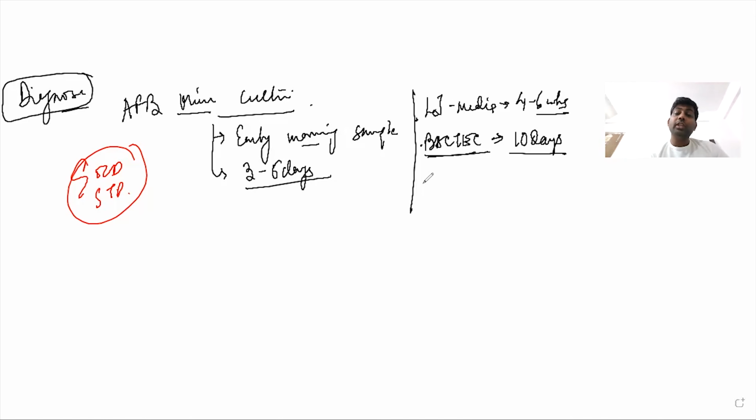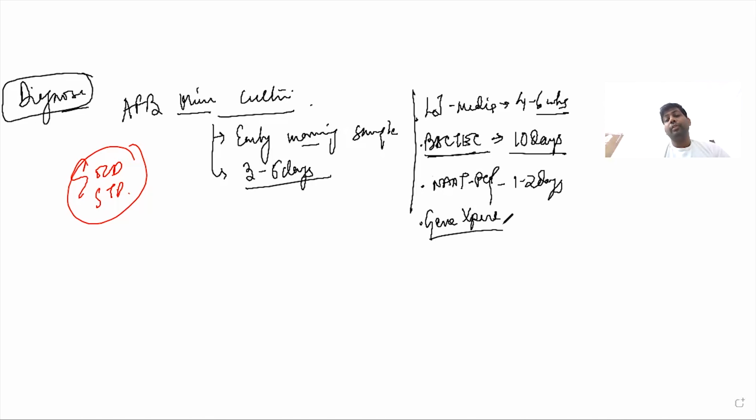Even earlier than Bactec, we can use the nucleic acid amplification test, PCR, which gives results in 1 to 2 days. Now, if we want results within hours, we can use Gene Xpert. Here we study the gene of Mycobacterium tuberculosis, and it can give results within 2 hours.